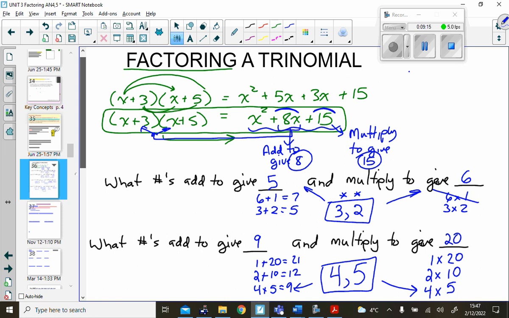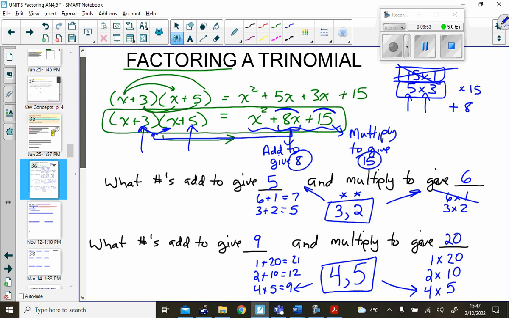Well, 15 could be 15 times 1. It could be 5 times 3, and that's about it. This one adds to 16, but these 2 numbers add to give 8. They multiply to give 15, but they add to give 8. So 3 and 5 are the magic numbers. We'll look over here at your terms. 3 and 5 are the magic numbers.